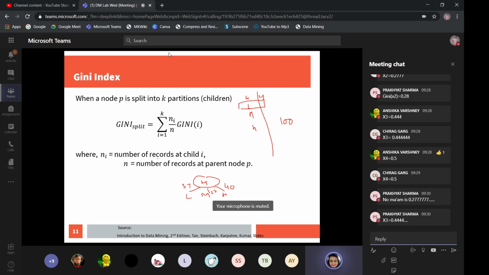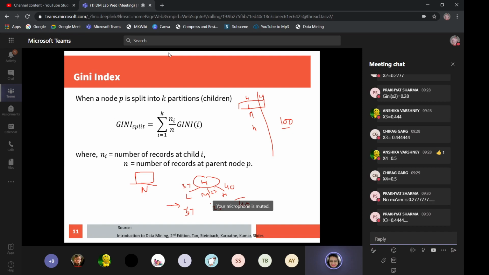When you want to compute the Gini index at low, the number n will now not be 100. To compute the probability, we were dividing by n for classes. Now it will be 37 for the node labeled L, it will be 23 for the node labeled M, and it will be 40 for the node labeled H.